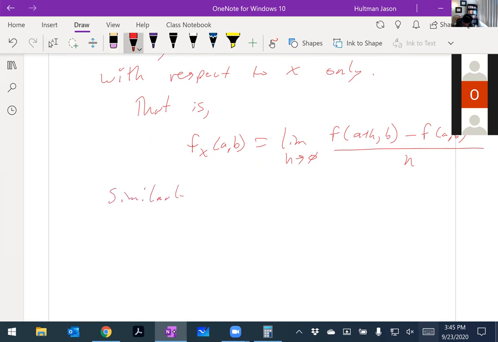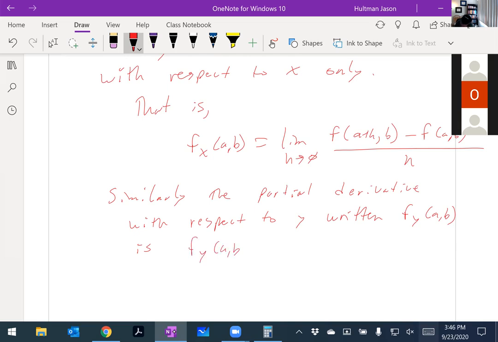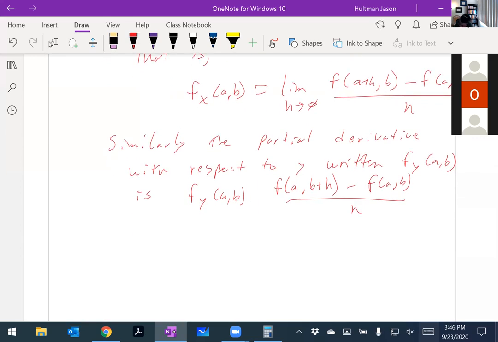Similarly, the partial derivative with respect to y, written f sub y of a, b, is equal to the limit as h goes to 0 of f of a comma b plus h. So we're fixing the x and we're letting the y vary, minus f of a, b all over h. Oh, sorry, that's the limit. Forgot my limit.